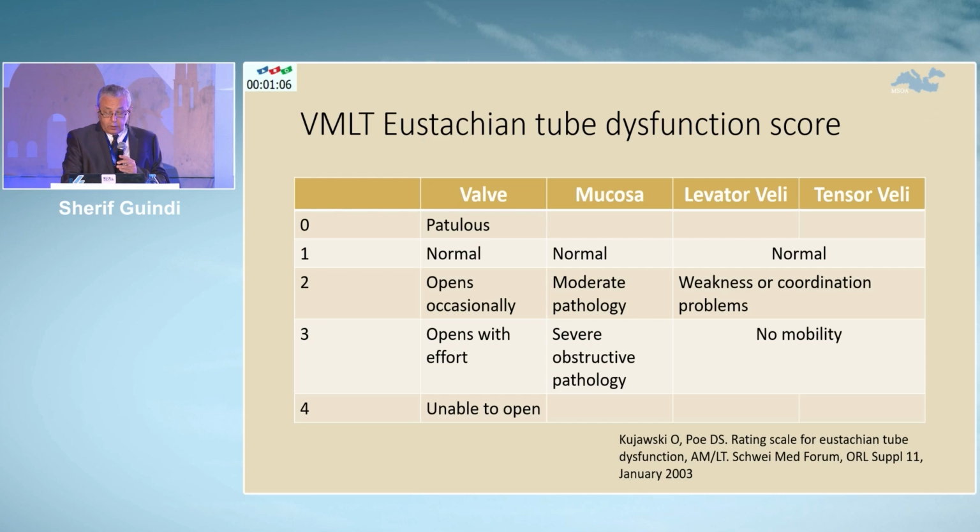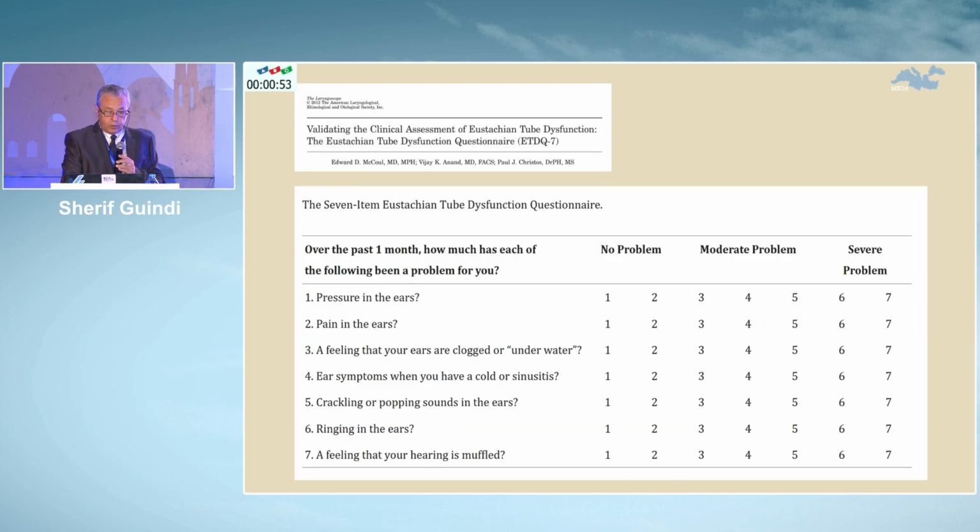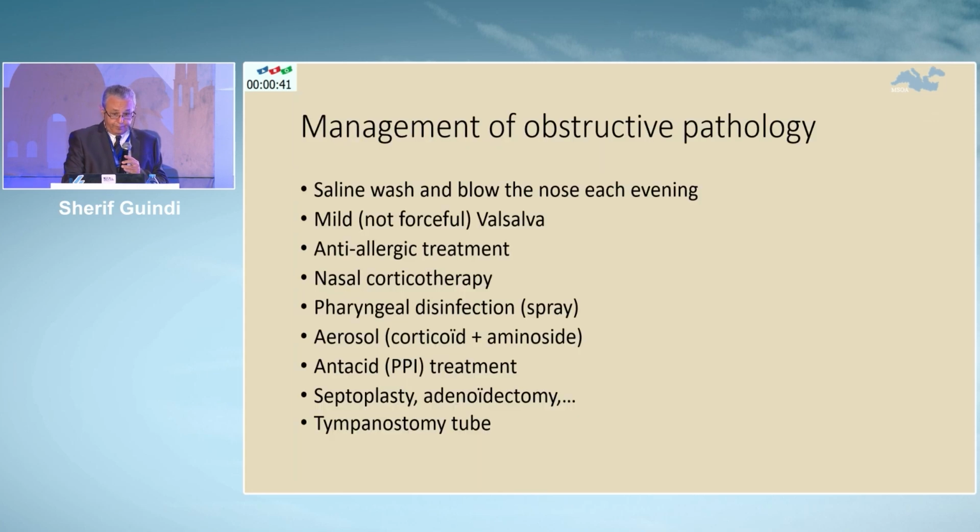So Poe and Kujawski have their Eustachian tube dysfunction score, VMLT, which is the valve, the mucosa, and the levator veli and the tensor veli. And they give a score for each condition. Or we can use the Eustachian tube dysfunction questionnaire, which has 7 items and a score of 7 for each, and it will give us an idea about the problem.